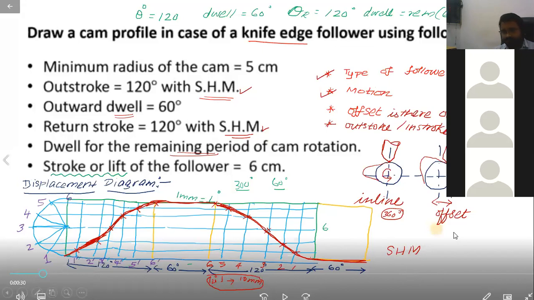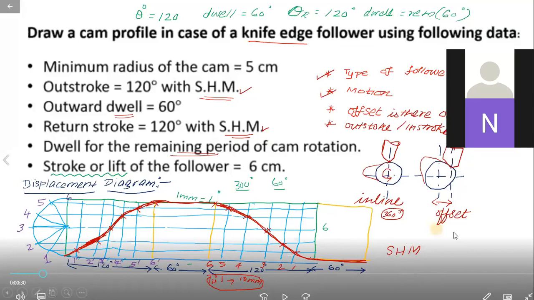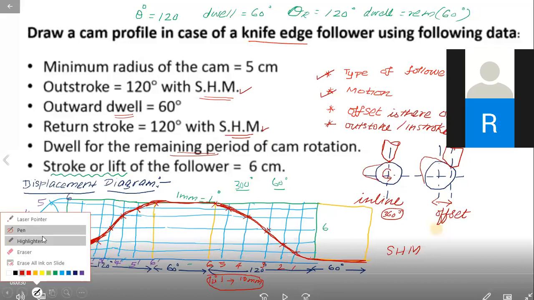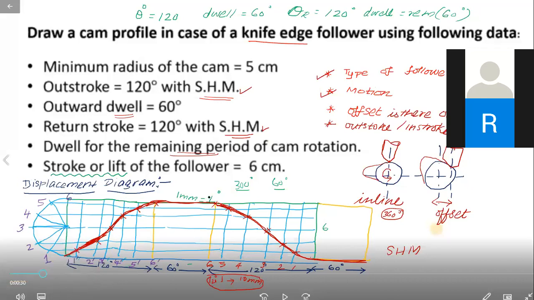Bhavin, you can show your displacement diagram. Here actually what we have taken is 1 millimeter is equal to 2 degrees. That is what we have taken, no? Yes, 2 degrees you have taken. 1 millimeter is equal to 2 degrees. This is the scale we assumed.